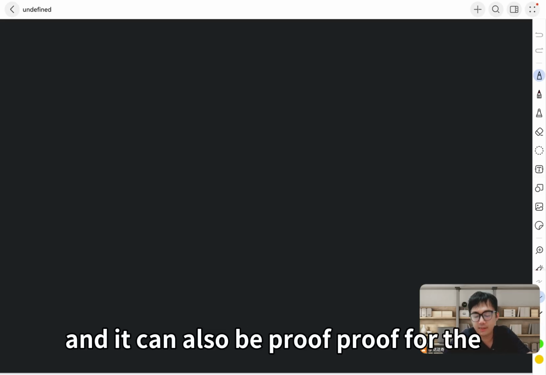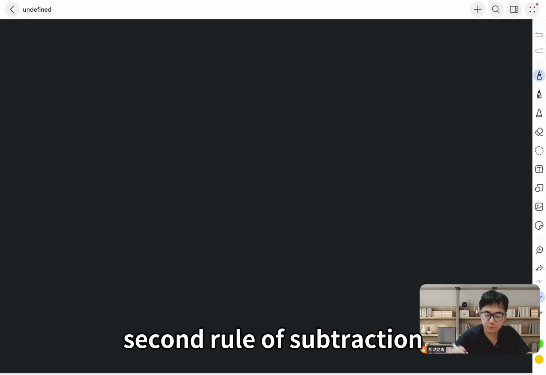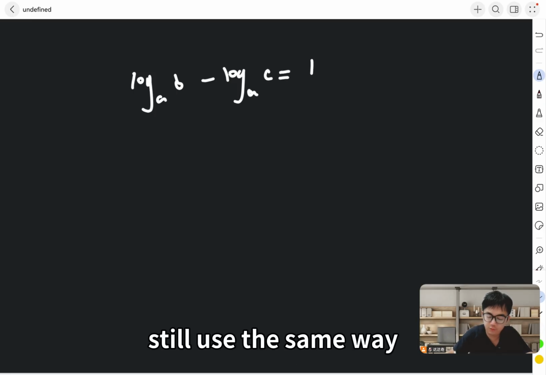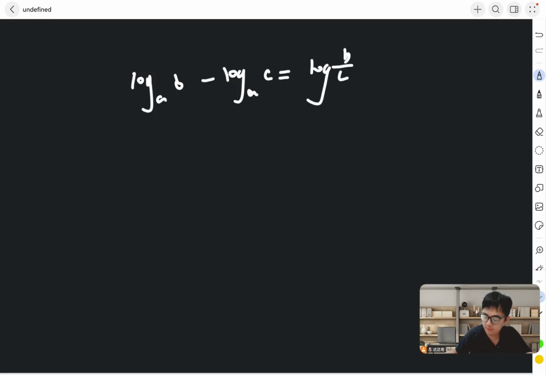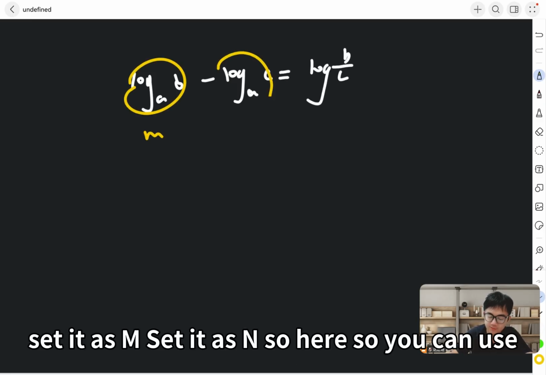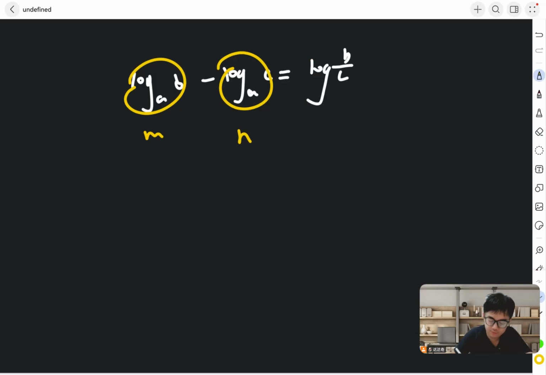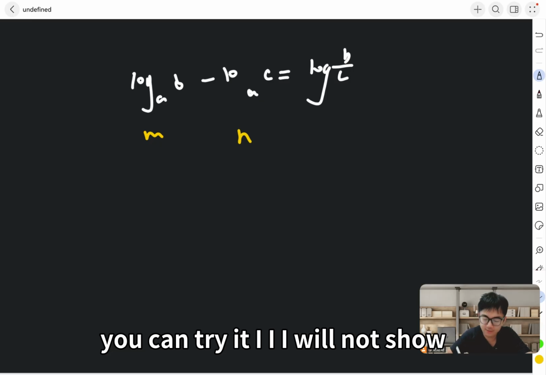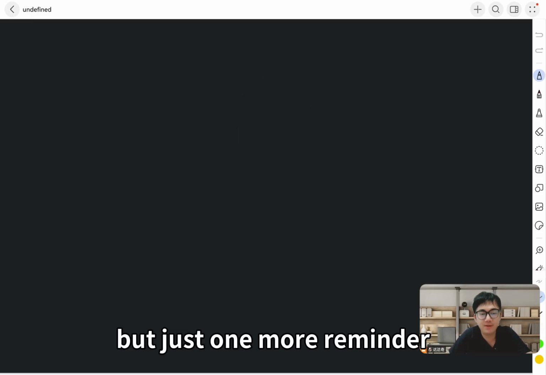It can also be proved for the second rule of subtraction, but I don't think that's necessary. You can just use the same way. Set it as m, set it as n. So here you can use the exponents to express it and then prove the second rule. You can try it. I will not show it.